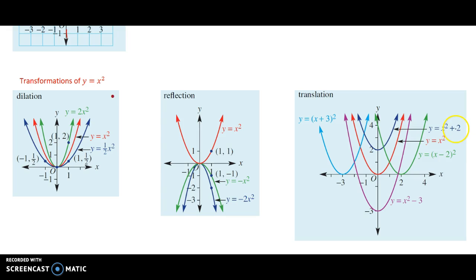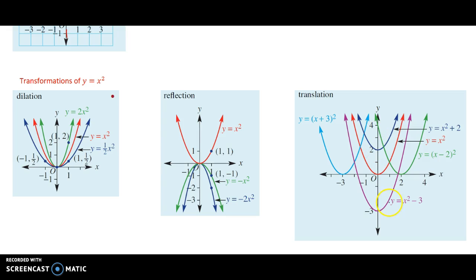And hopefully you'll notice the impact of that plus 2 is that it's just shifted the basic parabola up 2 units on the y-axis. So the turning point of this parabola here will have the coordinates 0, 2 rather than 0, 0. The plus 2 has just shifted it up 2 units.